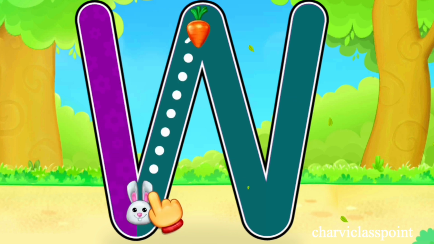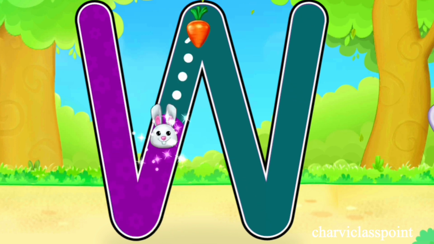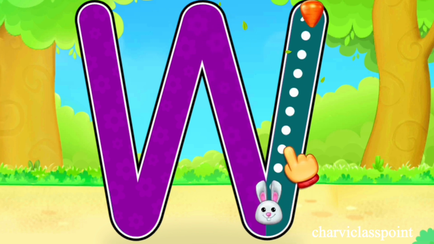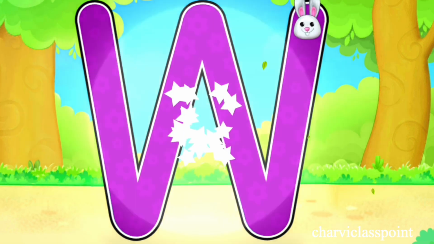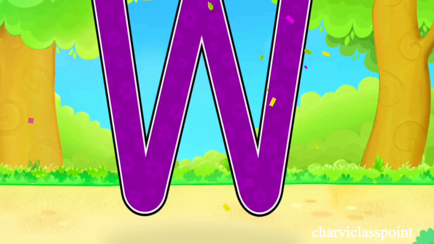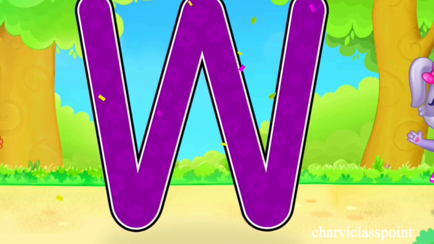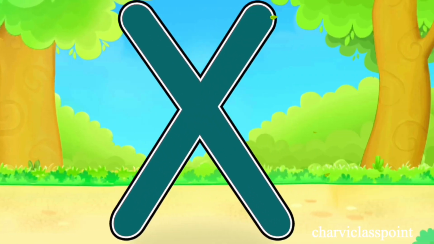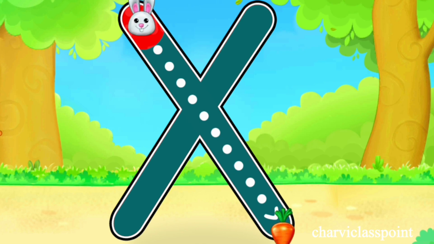Up to down. Wow. Yes. Down to up. Yes. Again up to down. Again down to up. Yes. Slowly. We get letter W. W for watch. Next letter is X.